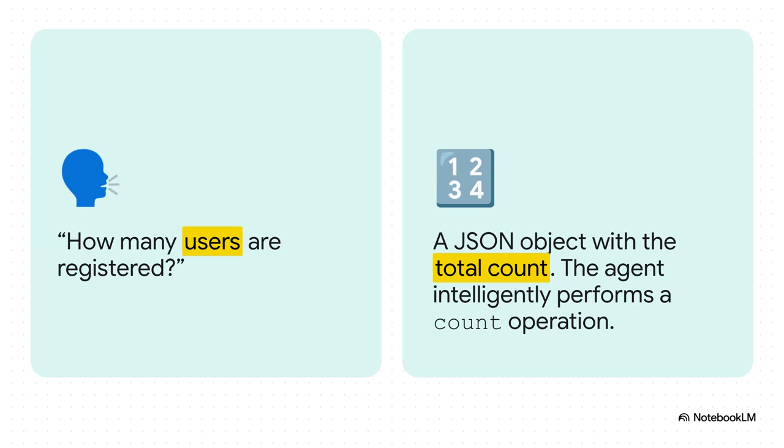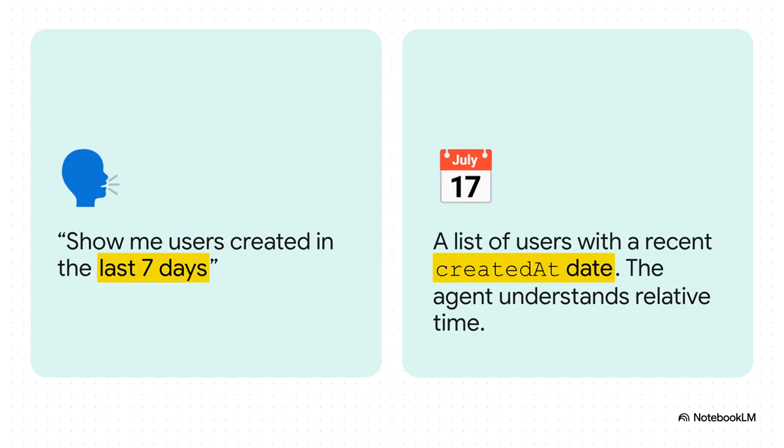But you're not just limited to fetching big lists of data. You can ask for summaries. A question like, how many users are registered? It doesn't return a giant array of every single user. No, the agent intelligently performs a count operation and gives you just the number you asked for. Super efficient.